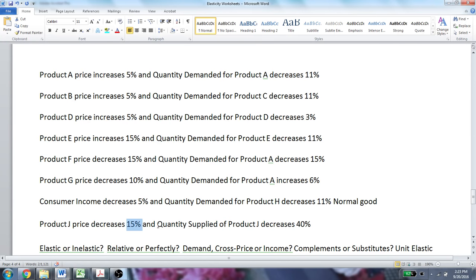We have a decrease in 15% in price, decrease in 40%. That's highly elastic. Oh, but it's supply, so it's an elastic supply relative to price. And there we go.